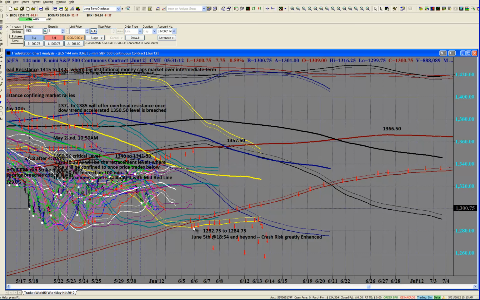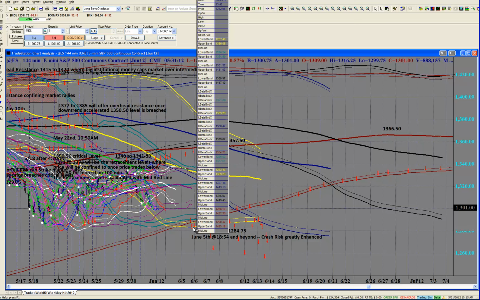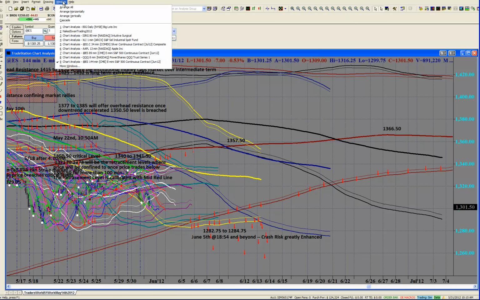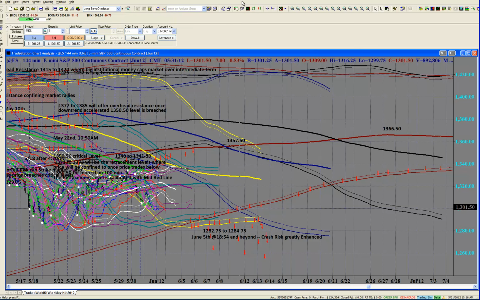Now let's deal with what's happening right now. We get a close, or forget about a close, we get 144 minutes of a bar underneath the 1282.75 to 1284.75 level after June 5th at 6:54 p.m. and beyond, then we have crash risk greatly enhanced. And that basically means that I'm going to take you a little bit further out and show you what that could actually mean to the market. And it's not something that is terribly pretty.